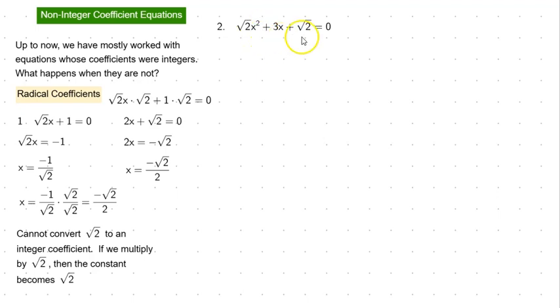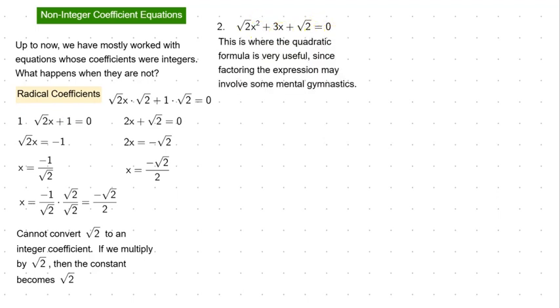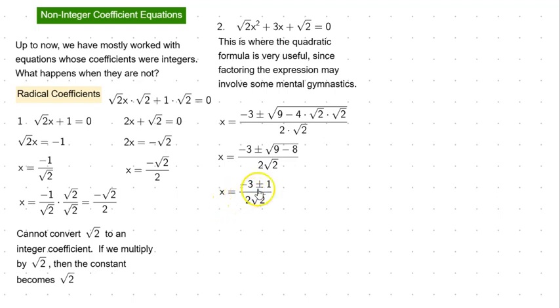Root 2 x square plus 3x plus root 2 equal to 0. Now this is where the quadratic formula is very useful, since factoring the expression may involve some mental gymnastics. The formula works perfectly. x equal to minus 3 plus or minus square root of (9 minus 4 times root 2 times root 2), divided by 2 times root 2. Simplifying it, we get x equal to minus 3 plus or minus square root of (9 minus 8), divided by 2 root 2. So x equal to minus 3 plus or minus 1, divided by 2 root 2.